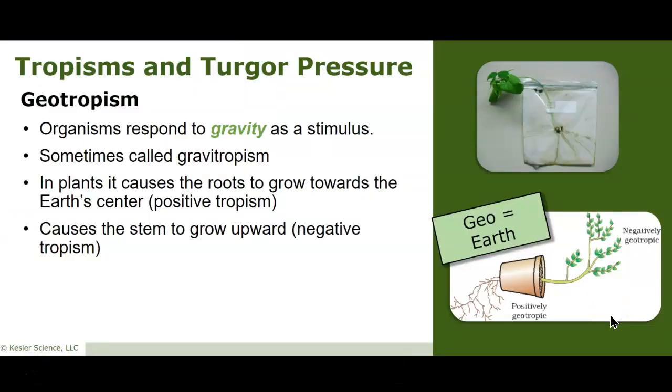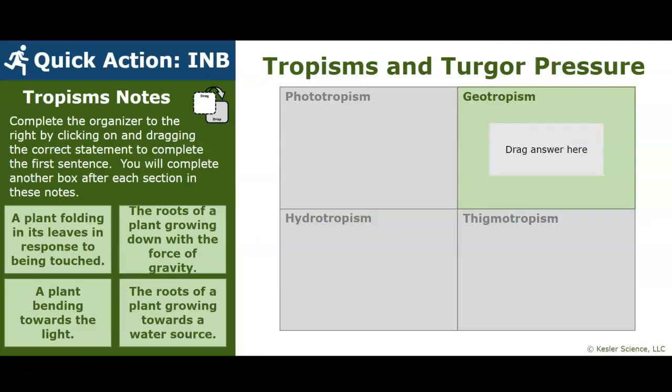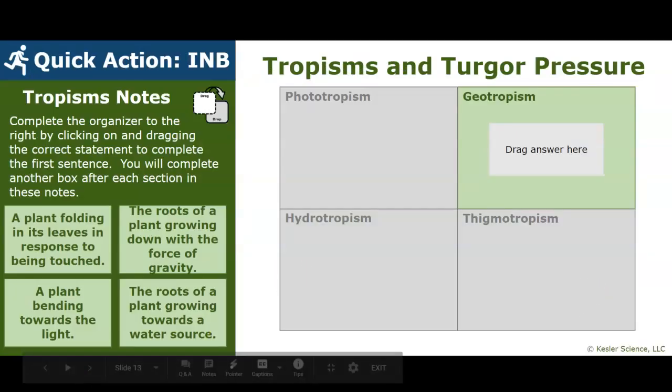Geotropism. So that is where organisms are responding to gravity as a stimulus. It's also called gravitropism. In plants, it causes the roots to grow toward the earth's center and the stem to grow away from the earth's center. Find the definition for geotropism here and place it here.